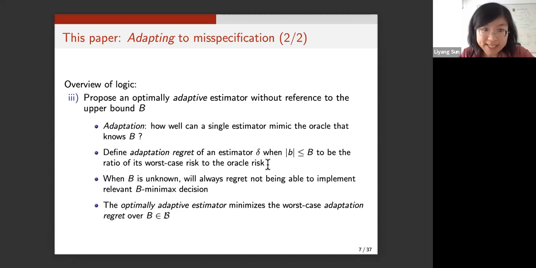So this reflects the regret because it comes from using a single estimator to adapt to different bias spaces, as opposed to being able to switch to the relevant B minimax estimators depending on what the capital B is. And our proposal for the single estimator in situations as such is to use the optimally adaptive estimator that minimizes the worst case adaptation regret over a collection of bias spaces that we care about. So in the setting, all possible upper bounds that we're willing to consider.